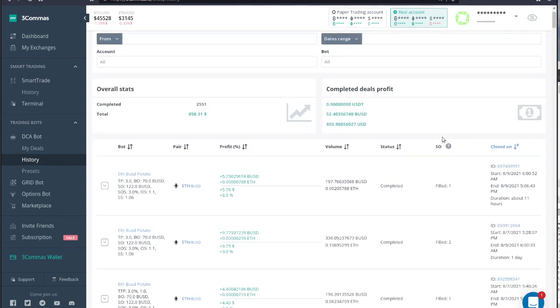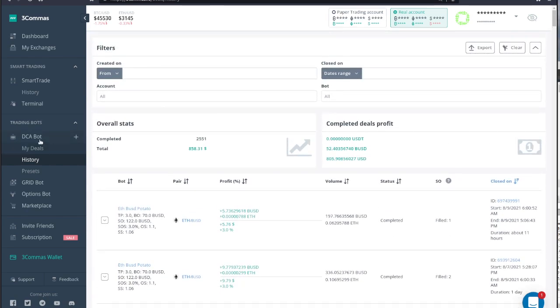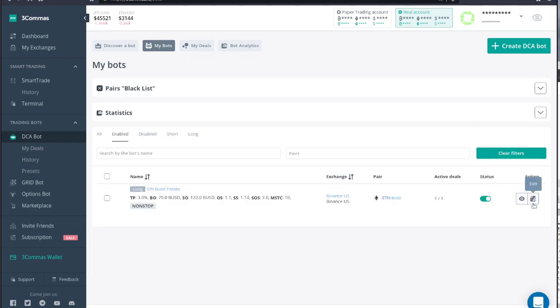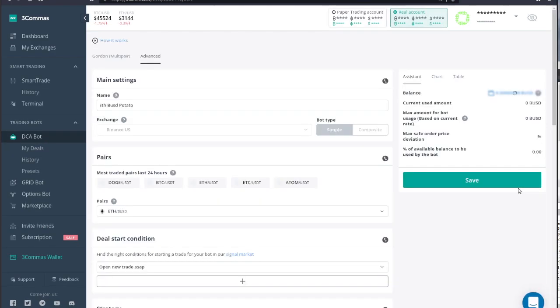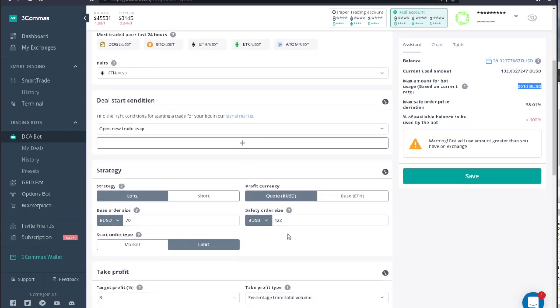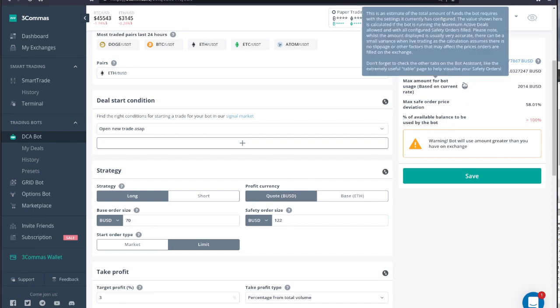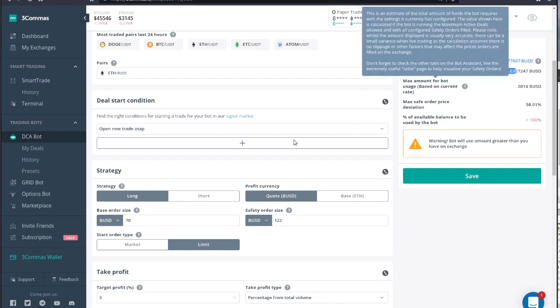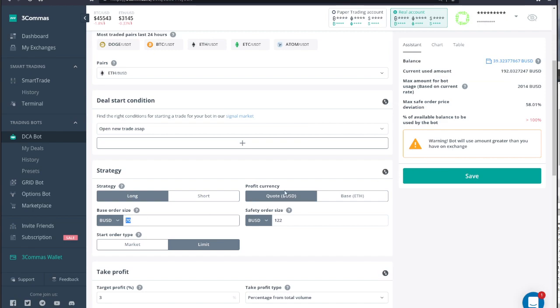But the way it's set up is that we only have $2,000 to play with here, because that's my risk tolerance for this experiment. See, 2014 BUSD. Now, as it slowly builds up money in this account, we can increase this as we have more money to play with in the account. But that's just the way it is.